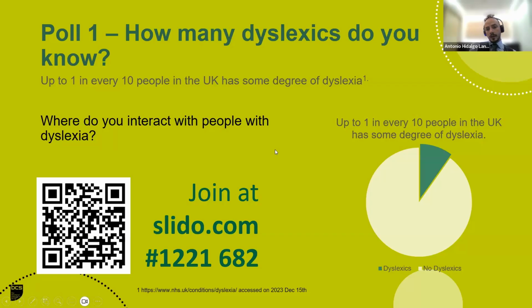So I have the citations of where I got the information. This is from the NHS, and one in every 10 people in the UK have some degree of dyslexia. So that's quite a high number. This was the original chart, and we see that everybody that answered was familiar, at least, with people having dyslexia.